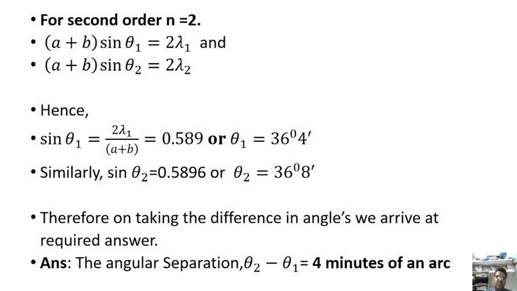Now substitute the values. Lambda 1 is 5890 into 10 to the power minus 7 divided by a plus b. Substituting the values of a plus b, we get 0.589, or theta 1 is equal to 36 degree 4 minutes. Similarly, sin theta 2 is equal to 0.5896, or theta 2 is equal to 36 degree 8 minutes. On taking the difference of the angles, we arrive at the required answer: the angular separation theta 2 minus theta 1 is equal to 4 minutes of an arc.